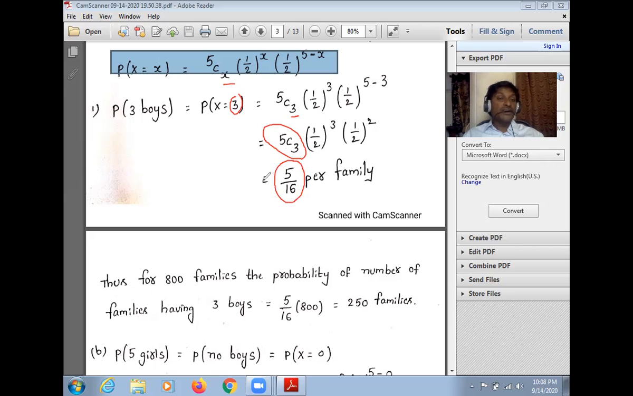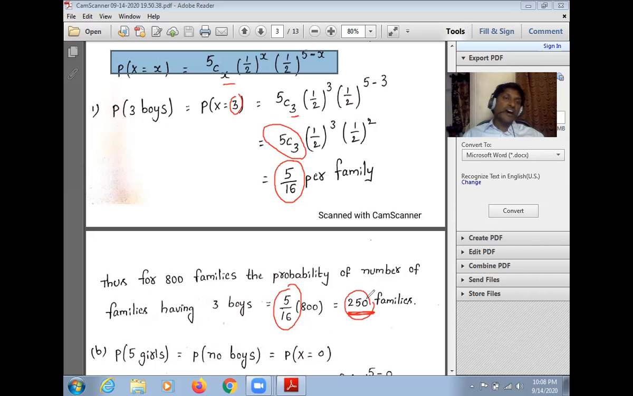How many families having 3 boys? Okay. So here we suppose that for 800 families, the number of families having 3 boys is equal to 800 into probability of 3 boys. So 800 and probability of x is equal to 3. So how much did we get here? 250 families. It means out of 800 families, 250 families have 3 boys.